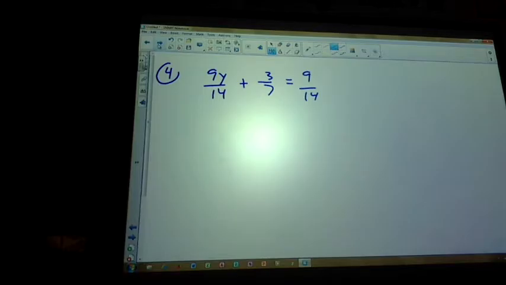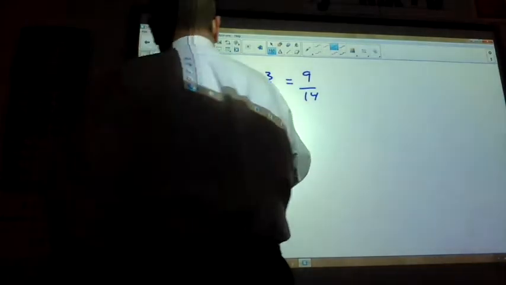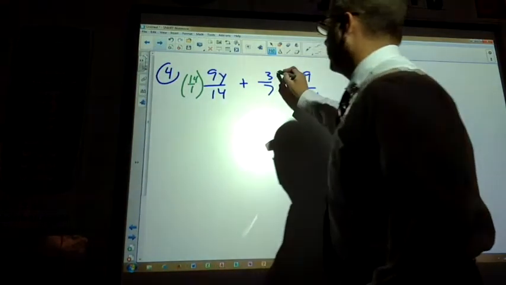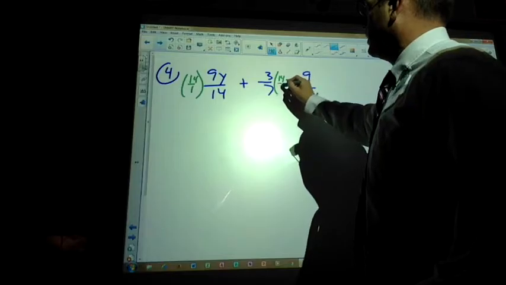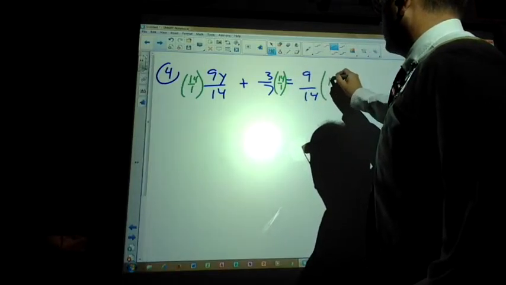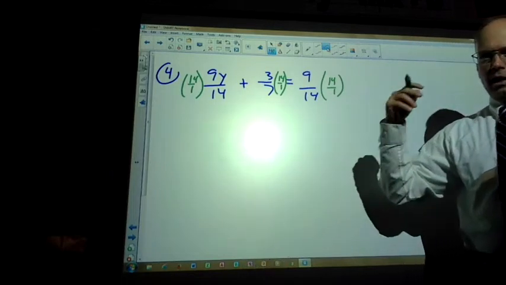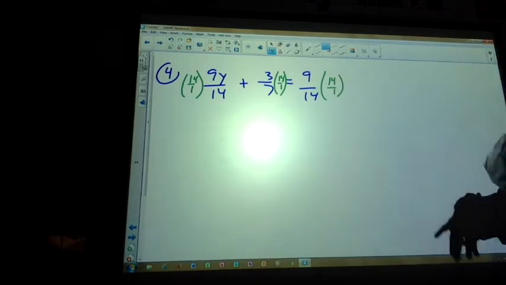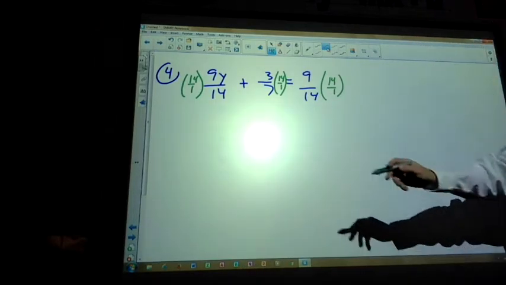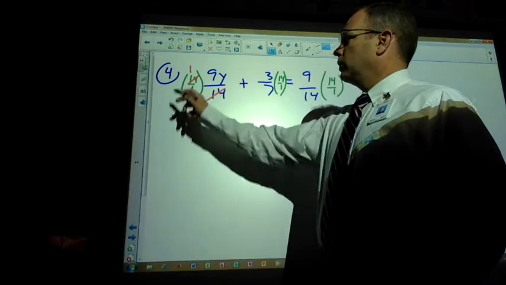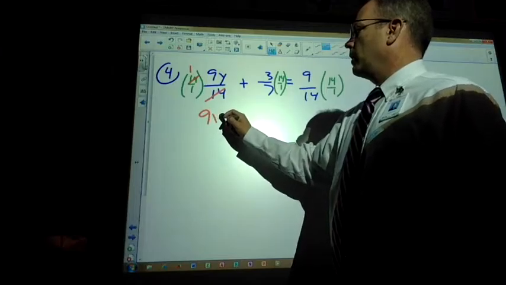Okay, so I'm going to multiply all 3 of my terms. I'm going to multiply this one by 14 over 1. I'm also going to multiply this by 14 over 1. I'm going to multiply this by 14 over 1. And when I multiply fractions together, I can reduce top to bottom, numerator to denominator. So this 14 reduces into here, and that leaves me 1. So this thing becomes 9y.